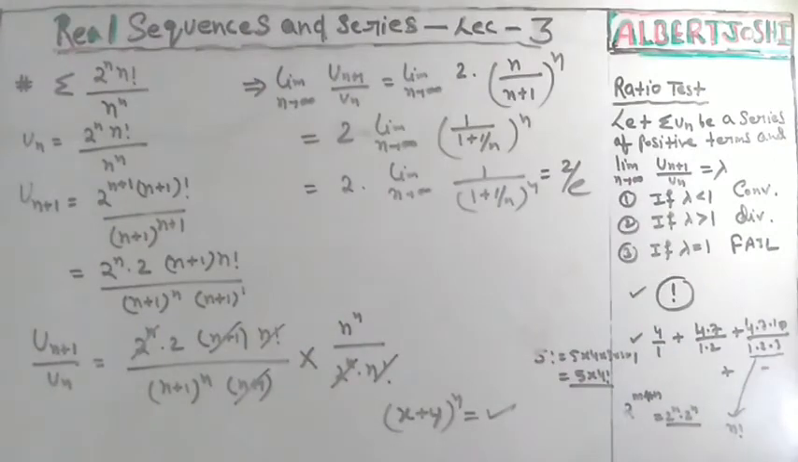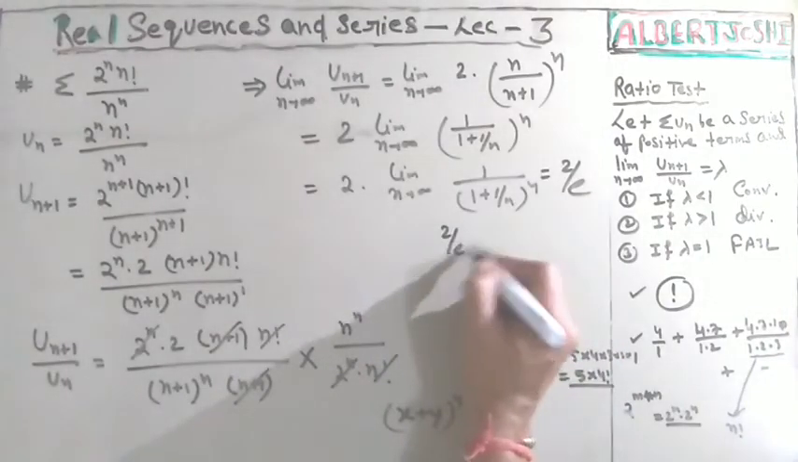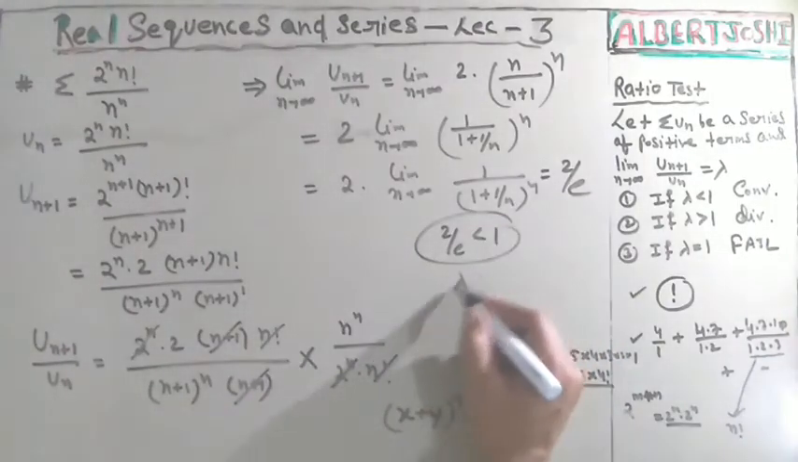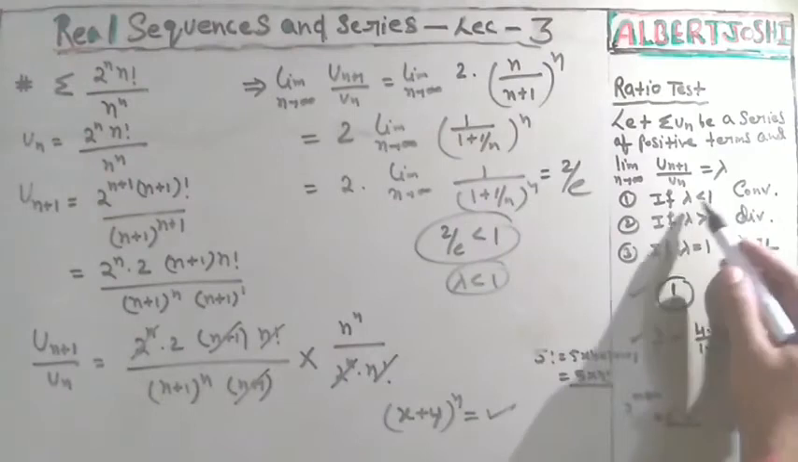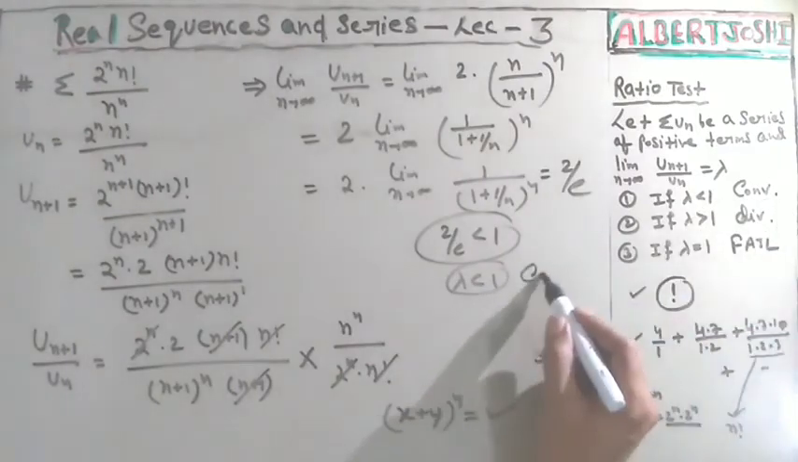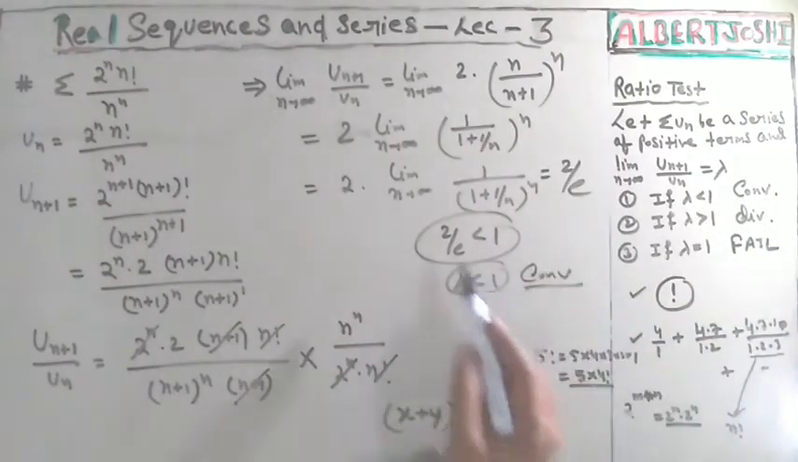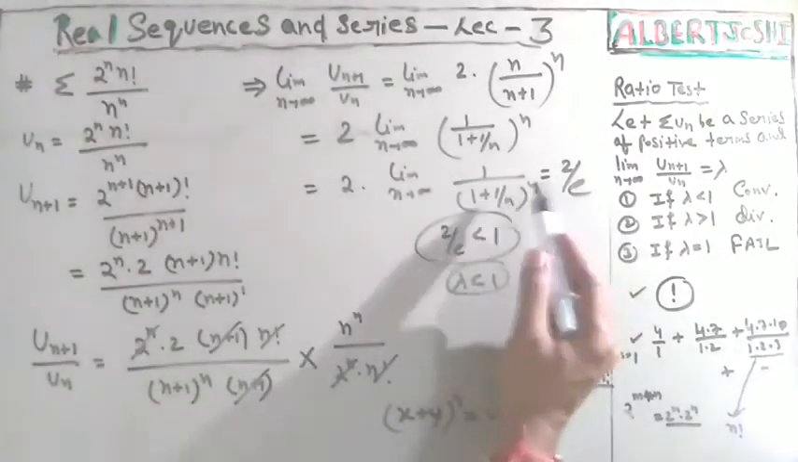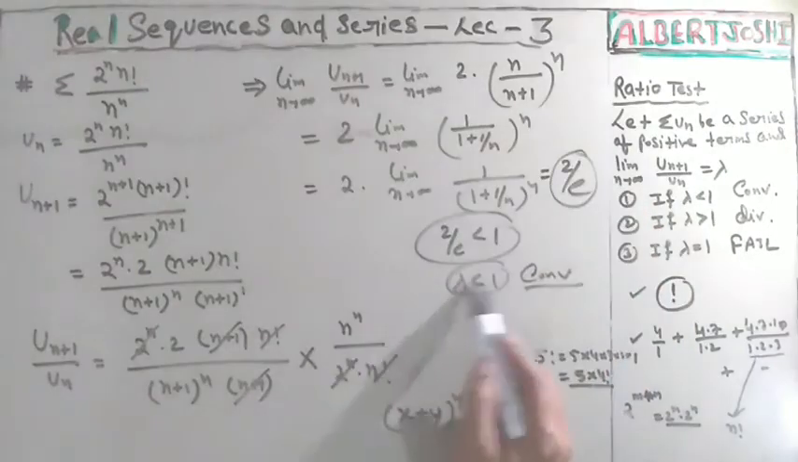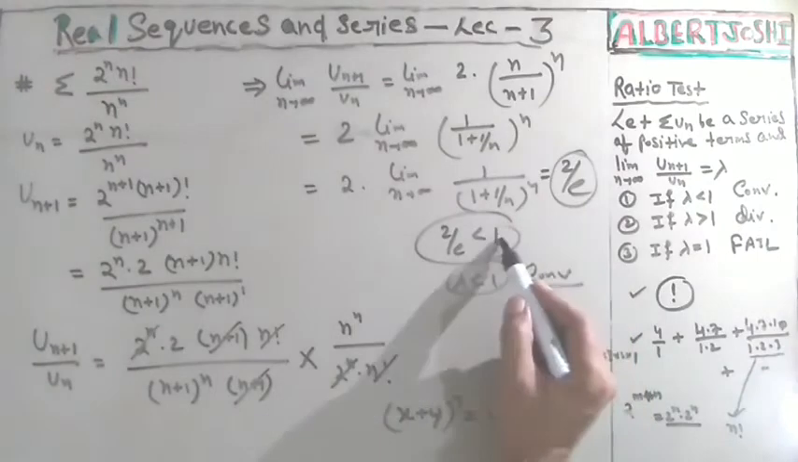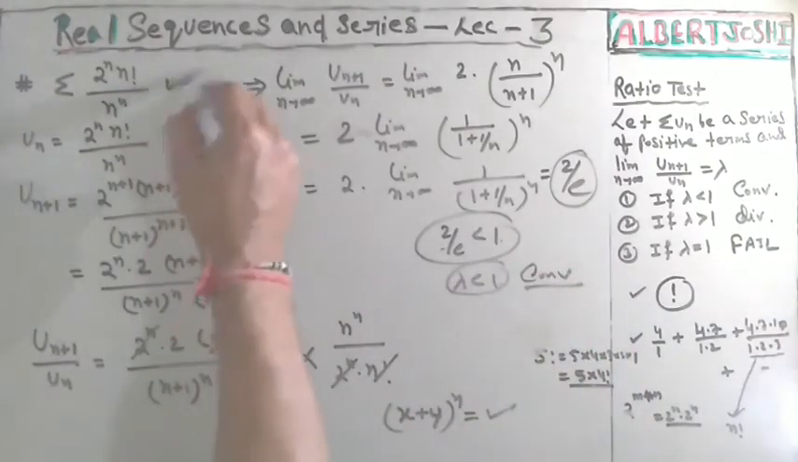Now you can see that this is 2 upon e, and that is less than 1. So lambda is less than 1. For lambda less than 1, it means that this is convergent. Because whatever you are getting, that is lambda. So lambda is less than 1, then this series is convergent.